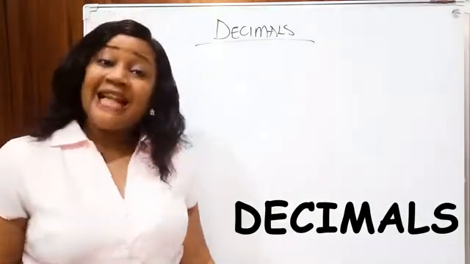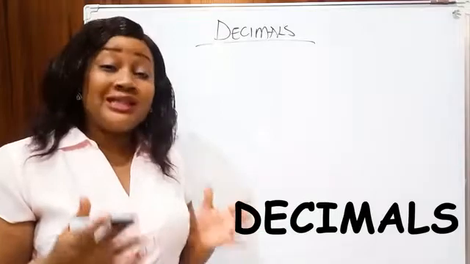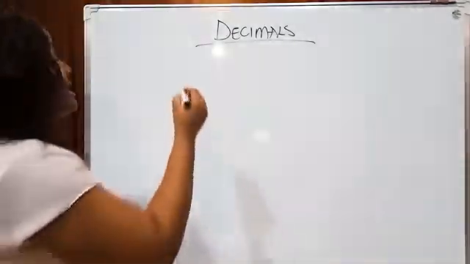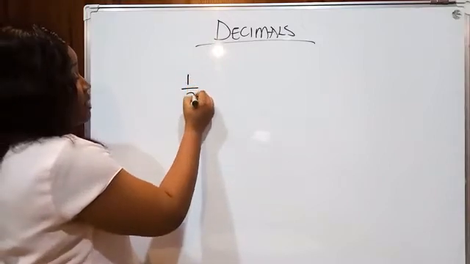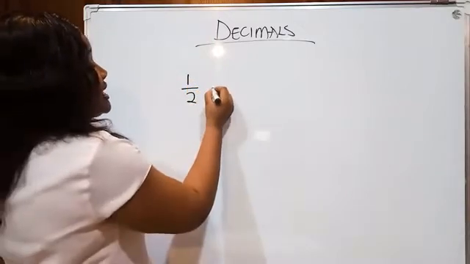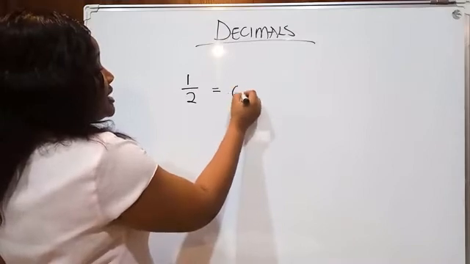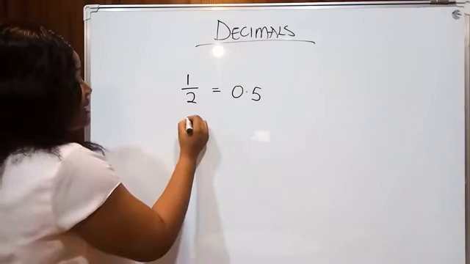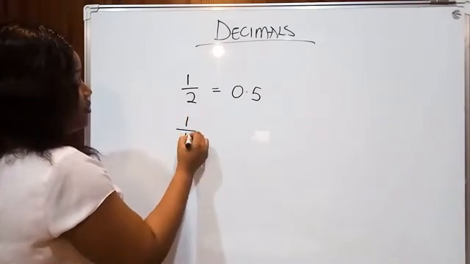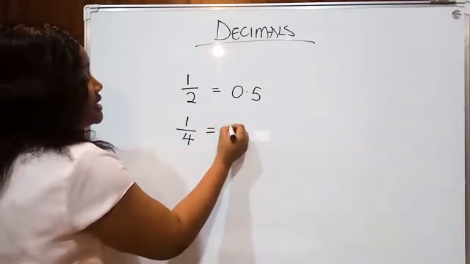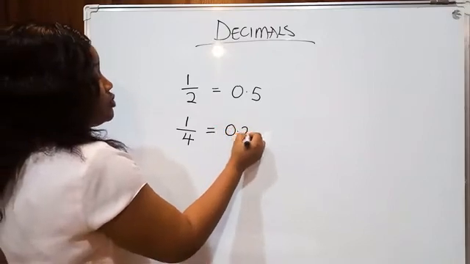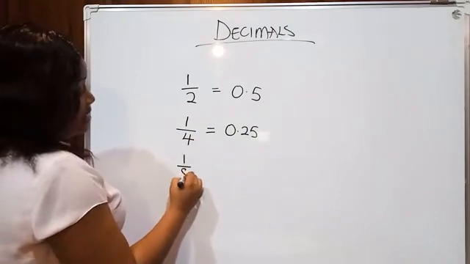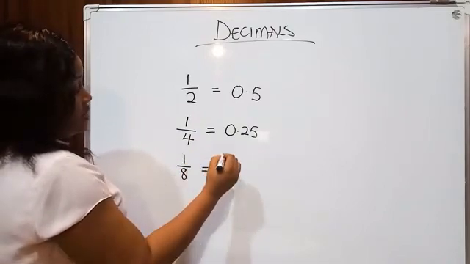Now, what exactly are decimals? Decimals are another way of representing fractions. Take for example, half, 1/2. In decimals, this should be represented as 0.5. You can have 1/4, which is the same thing as saying 0.25. And even 1/8 equals 0.125.